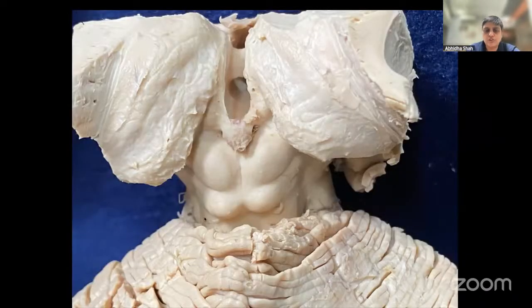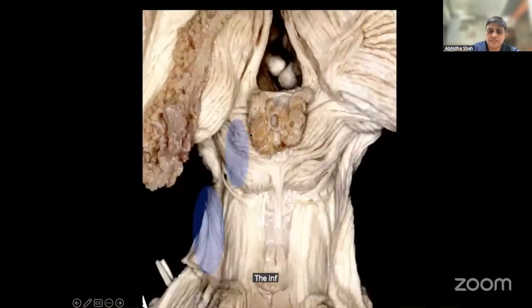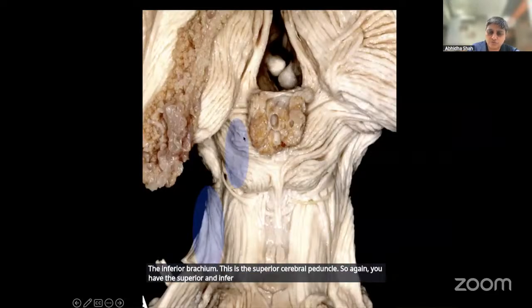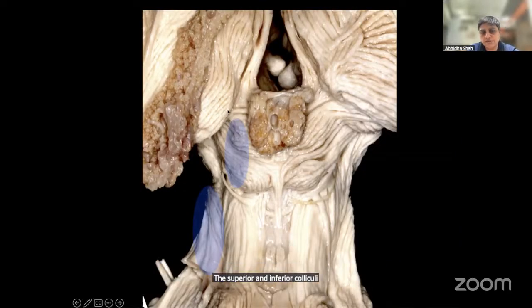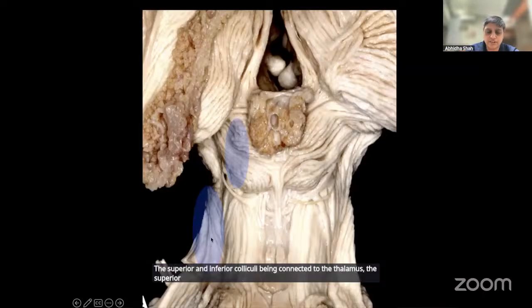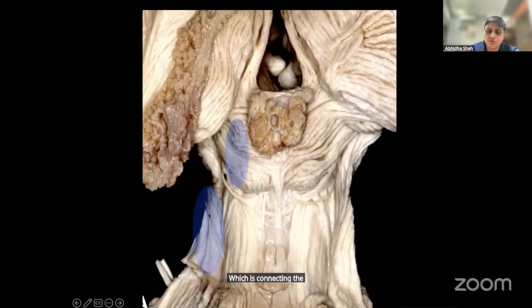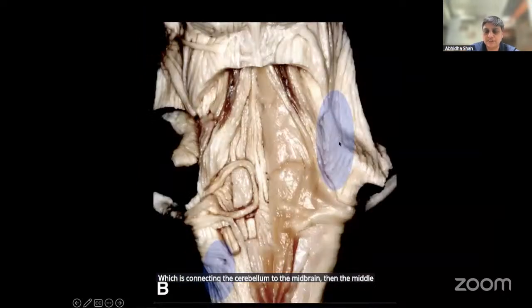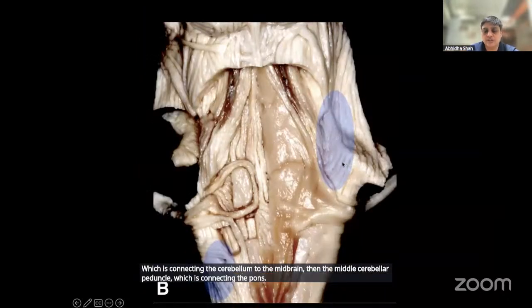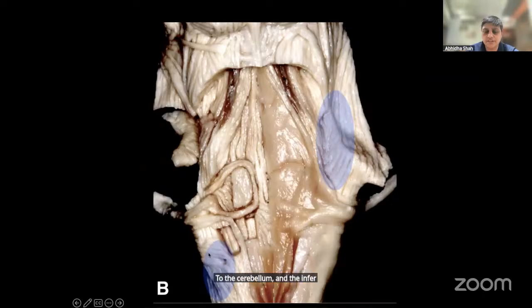If you look at this image from the dorsal aspect of the brainstem, these will be your short projection fibers. This is the superior brachium, this is the inferior brachium, this is the superior cerebellar peduncle. Again, you have the superior and inferior brachium, that is the superior and inferior colliculi being connected to the thalamus, the superior cerebellar peduncle, which is connecting the cerebellum to the midbrain, then the middle cerebellar peduncle, which is connecting the pons to the cerebellum, and the inferior peduncle, which is connecting the medulla to the cerebellum.